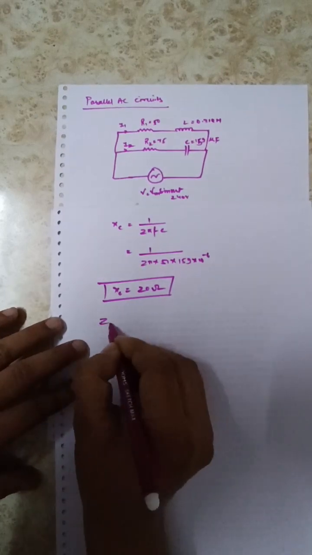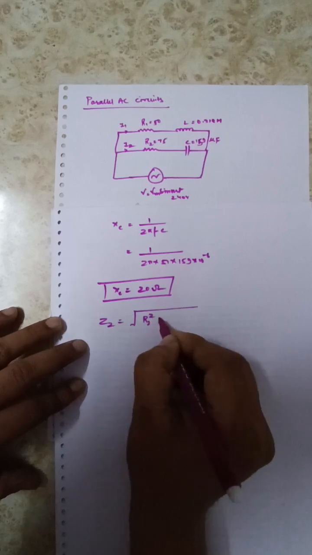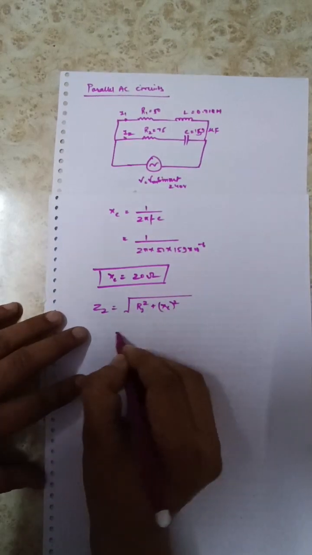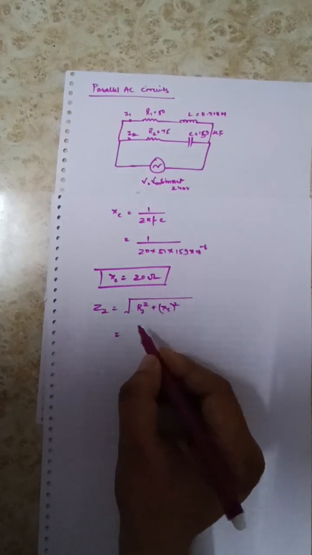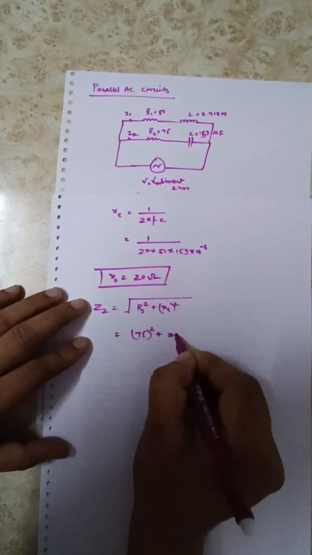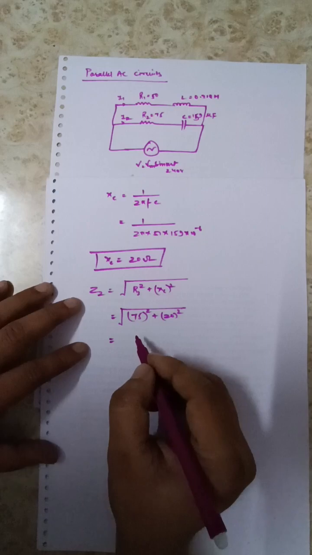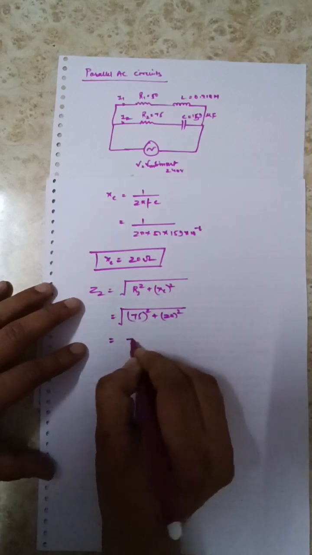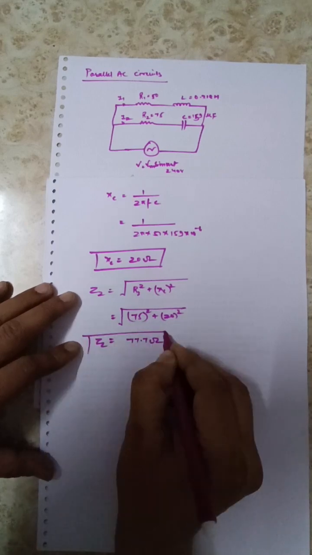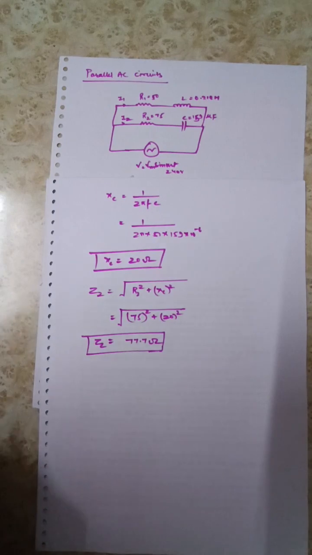Now we will calculate Z2. Z2 is equal to the square root of R2 square plus XC square. The value of R2 is 75 ohm and XC is 20 ohm. Let me do the solution, and the value will come out to be 77.7 ohm. This will be the value of Z2.